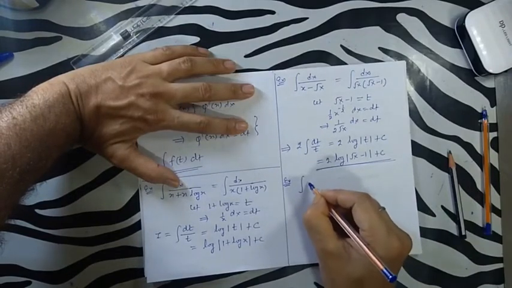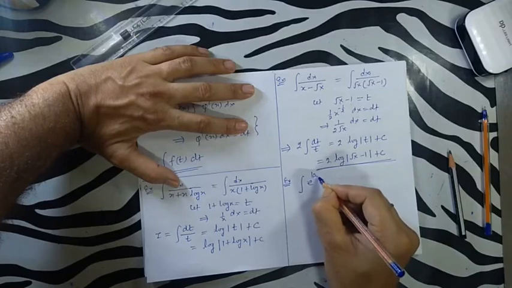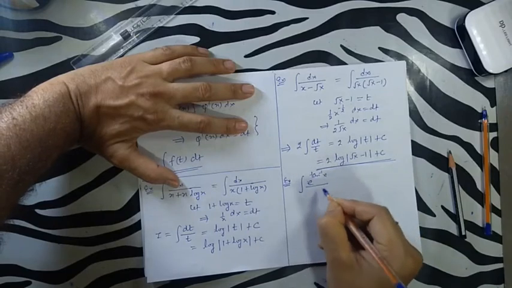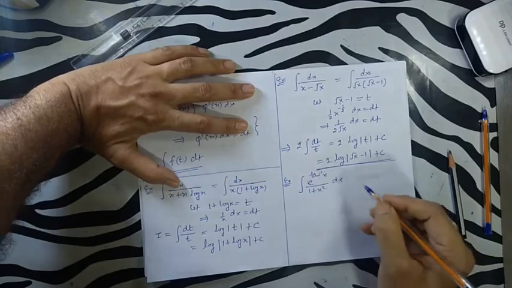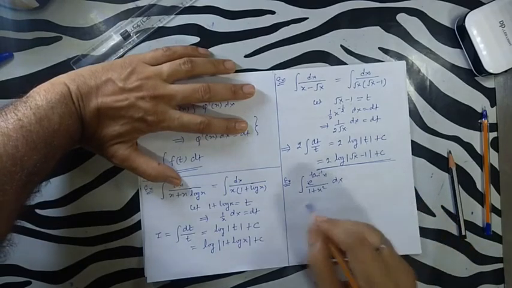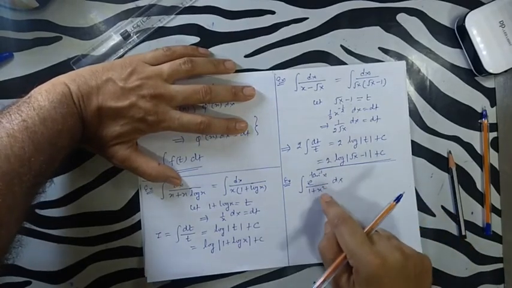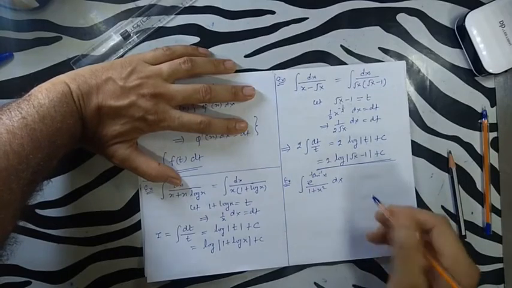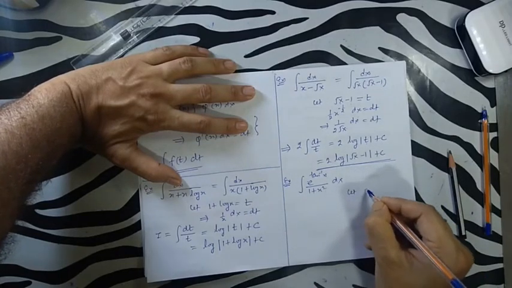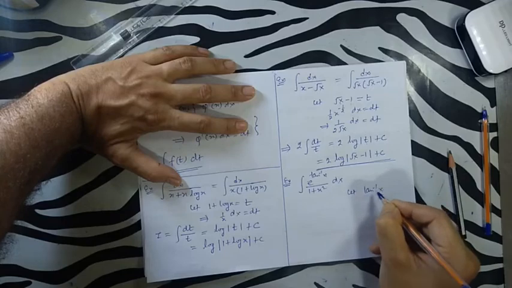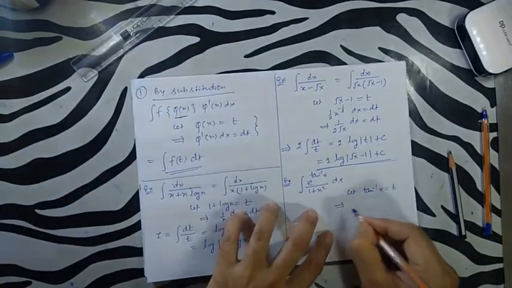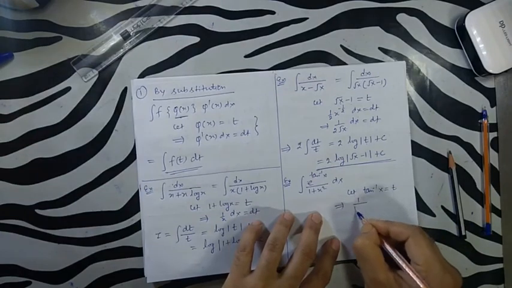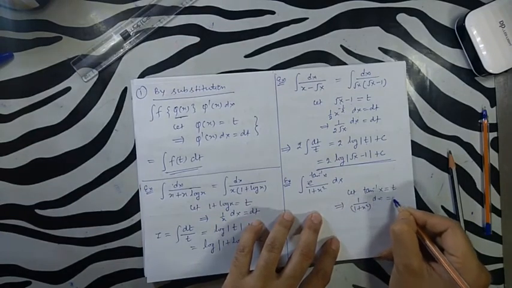Integration of e raised to power tan inverse x upon 1 plus x square dx. Now differentiation of tan inverse x is 1 upon 1 plus x square. So now let tan inverse x is equal to t. It implies that 1 upon 1 plus x square dx is equal to dt.